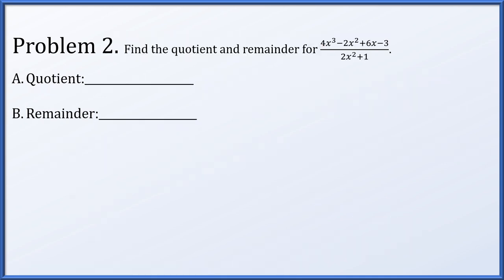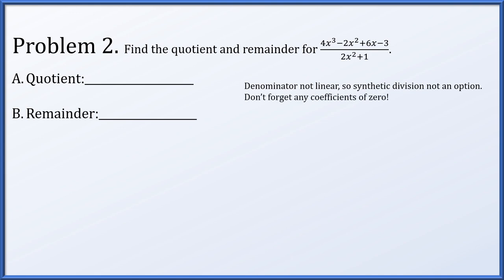Problem 2. Let's find the quotient and remainder when we divide 4x cubed minus 2x squared plus 6x minus 3 by 2x squared plus 1. Now, since the denominator is not linear, synthetic division will not be an option. So we're going to set up our polynomial long division, but remember to account for any coefficients that are zero. Specifically in the denominator there, we have 2x squared plus 1. There is a linear term with coefficient 0. So we set up 2x squared plus 0x plus 1 going into 4x cubed minus 2x squared plus 6x minus 3.